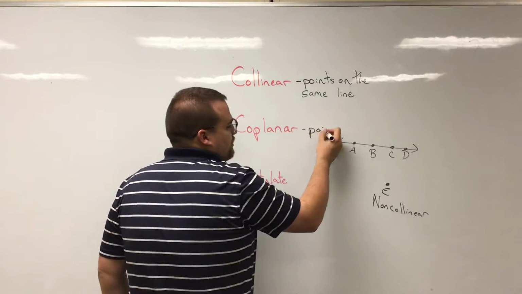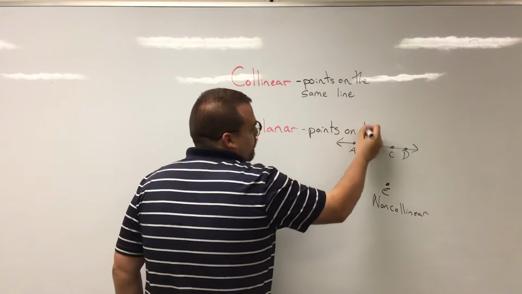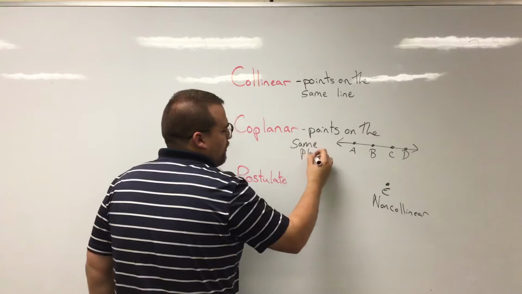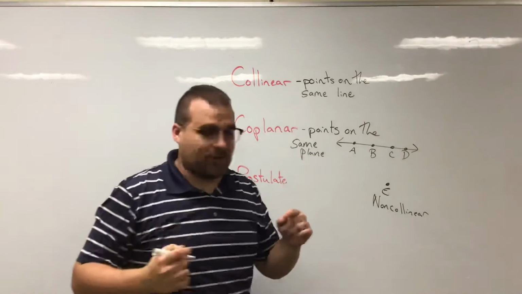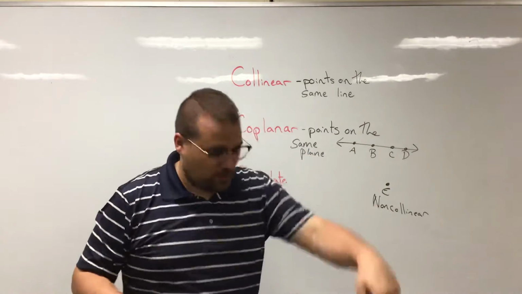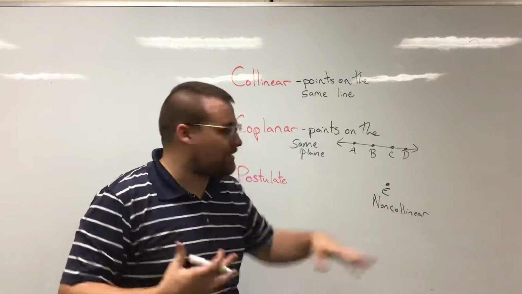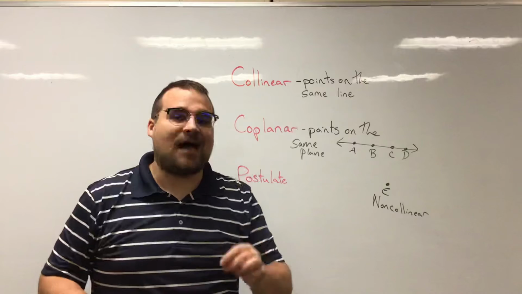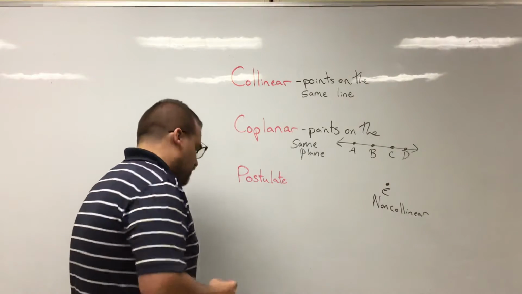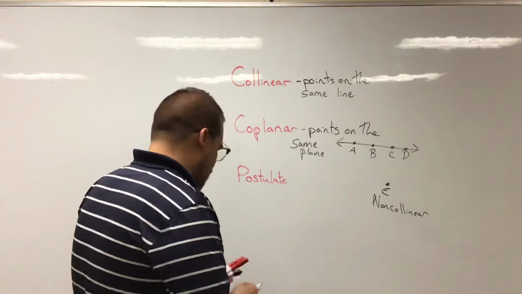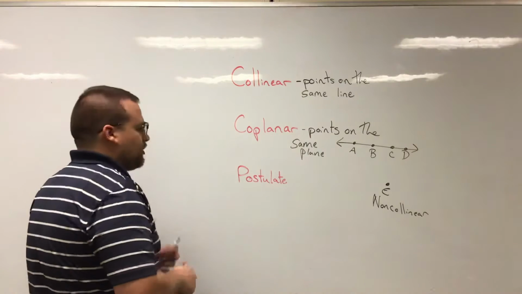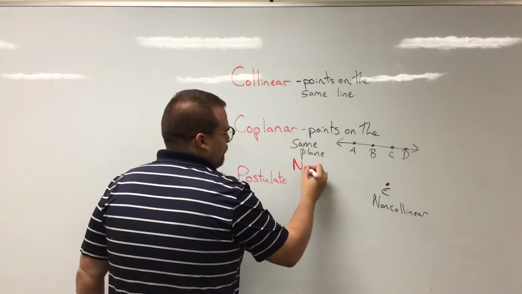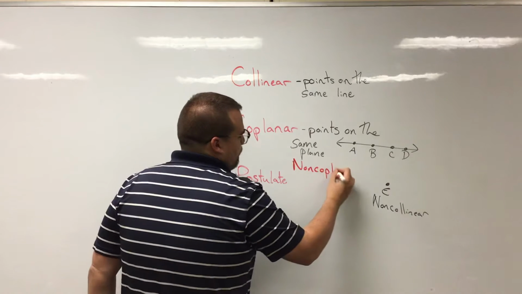So we have pretty much the same definition here. Points on the same plane. Now, if I had another point F, and it's on the floor, is it on the same plane as this wall? No. So it is non-coplanar. So yet again, we have that kind of reverse definition, if you will, for when it is not, and that's called non-coplanar.